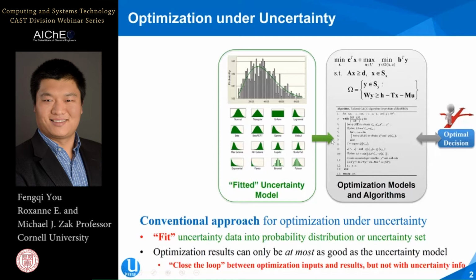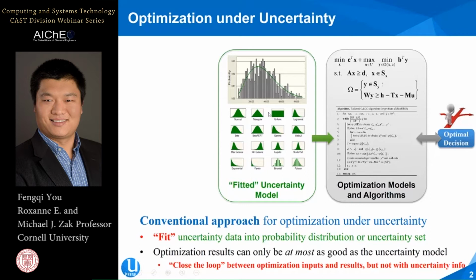So here is the issue. You can see from the graphic here, for example, when we have a one-dimension uncertain parameter and some histograms, we could try to fit some kind of probability distribution, and there are certainly fitting errors. But in the conventional approach, there's no way for us to reduce the fitting error because it doesn't really go back. So this approach is closing the loop on the latter part: we close the loop between optimization input and output, but we did not close the loop with the uncertainty information.